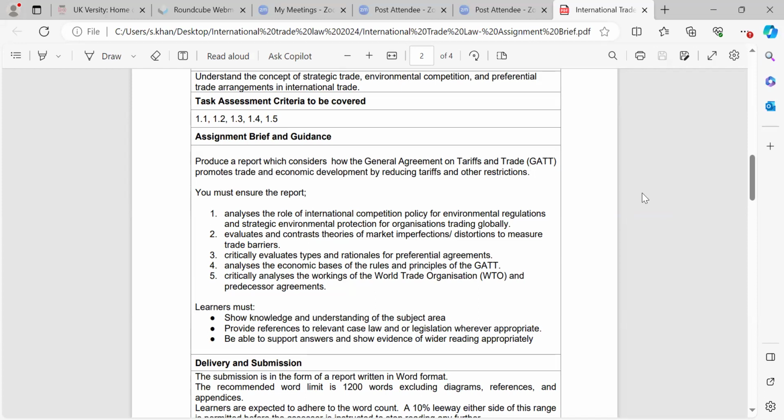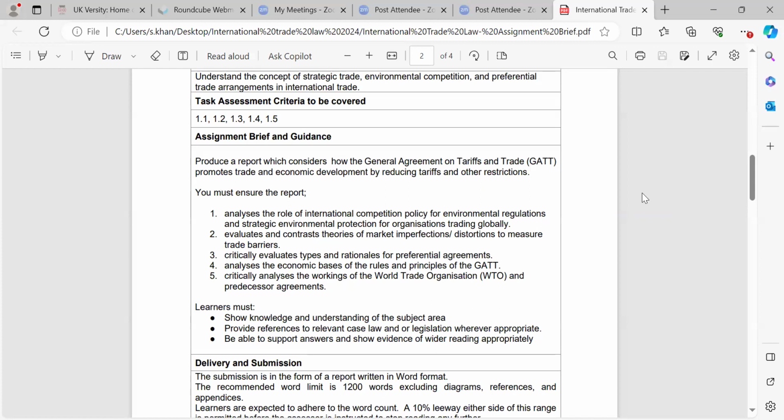Learners must show knowledge and understanding of the subject area. You must provide references to the relevant case law or legislation wherever appropriate. And you must be able to provide support answers and show evidence of wider reading appropriately. So this is task 1 of 3 tasks. You must identify this as task 1, put in 1.1, 1.2, 1.3, 1.4, 1.5, and put your heading for each one. So as you are doing number 1, put it as a heading. As you are doing number 2, 3, 4, 5, each one has a heading.